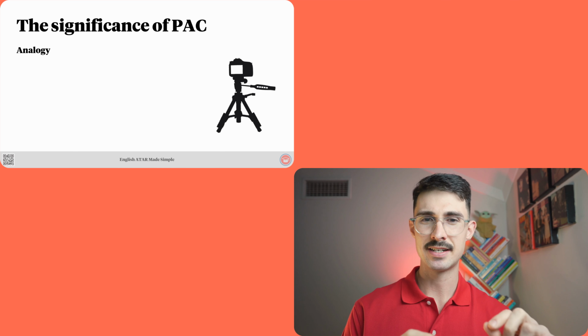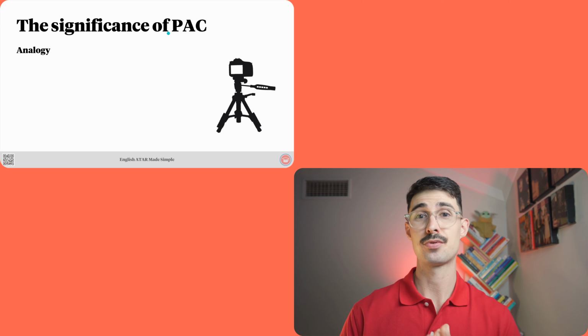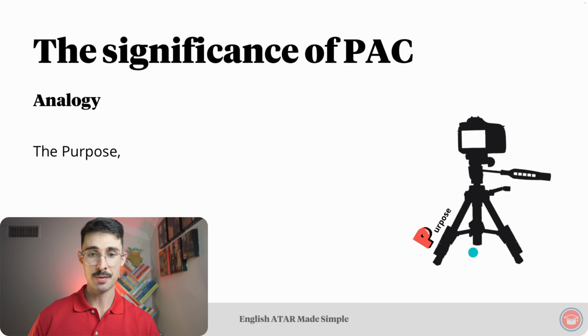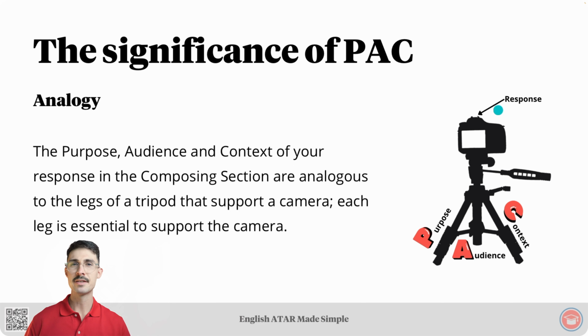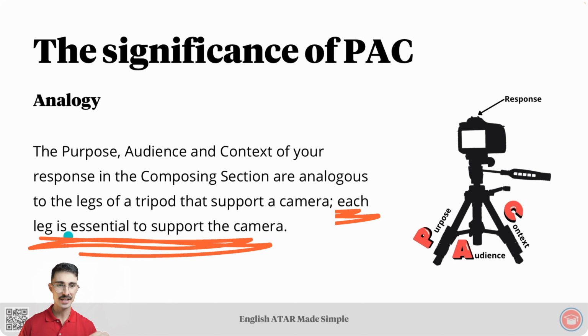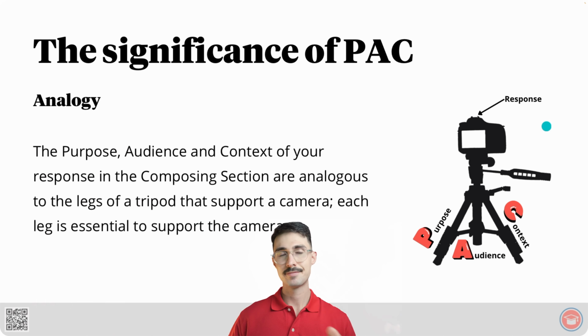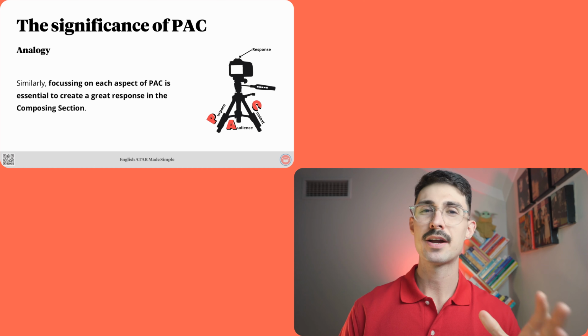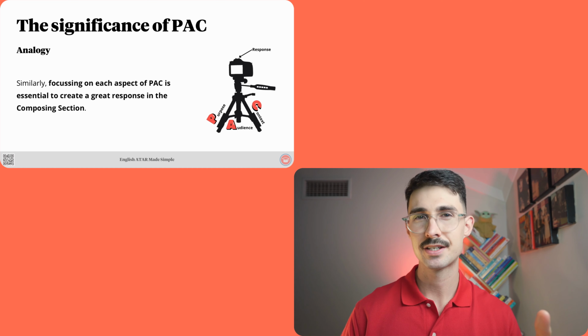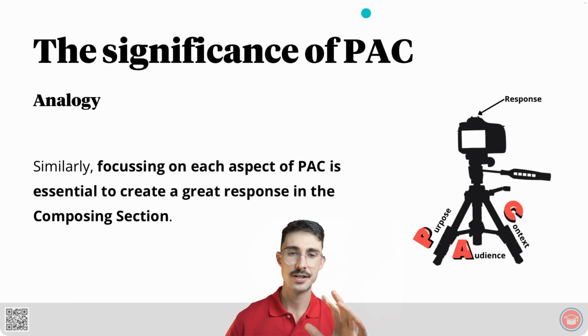Another way to understand how critical PAC is through the following analogy. The purpose, audience, and context of your response are similar to the legs of a tripod that support a camera. Each leg is essential to support the camera. Similarly, focusing on each aspect of PAC is essential to create a great response in the composing section. The importance of PAC will become clearer as we move on to the next few lessons. For now, please just take my word for it. You gotta know this stuff.